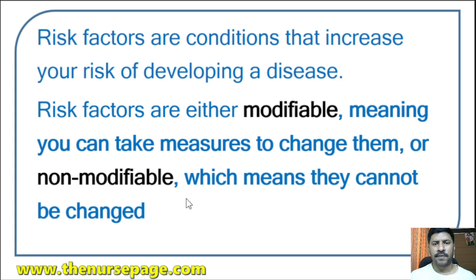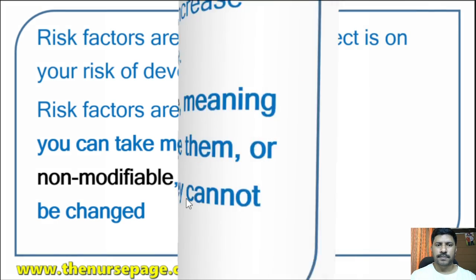Examples of non-modifiable risk factors include age, sex, and ethnicity. Modifiable risk factors include obesity. We can take measures to reduce obesity by changing the diet pattern, or you can also do exercise. These are the ways to change the modifiable risk factors.